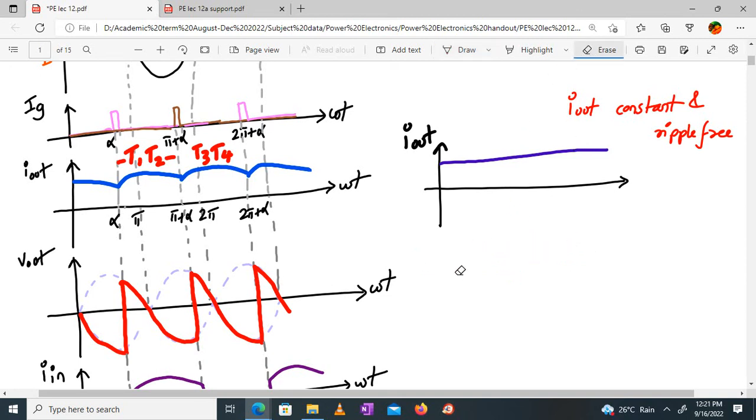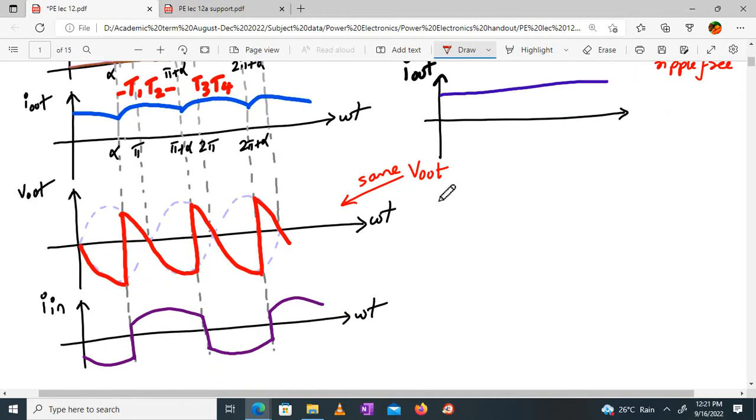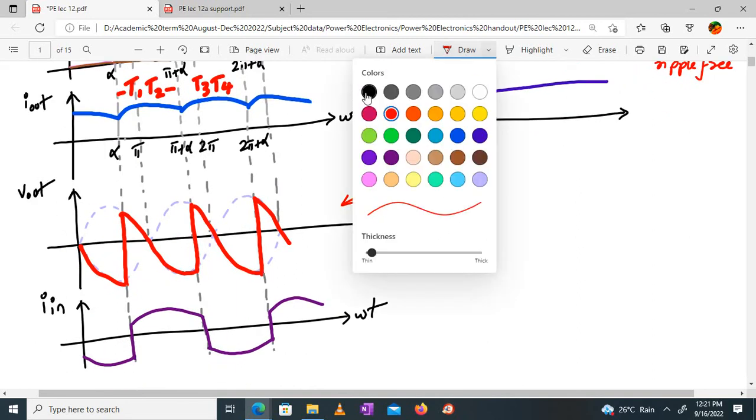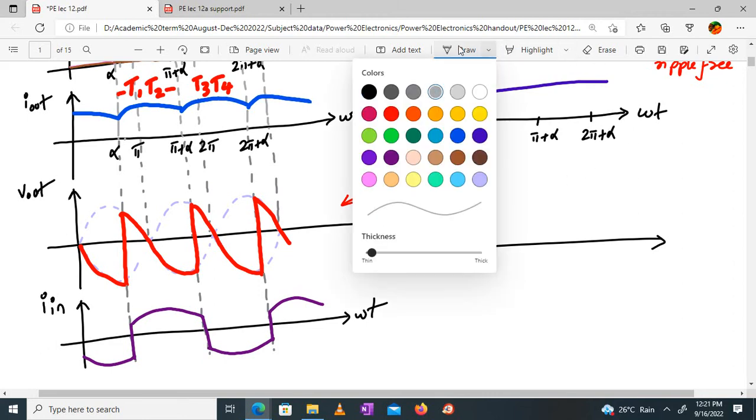Tell me fast. Will it make a difference to this V out? No. V out will remain the same as this. Correct? What about I in? Draw I in over here. See, I'm teaching two things in one now. Let me represent. Here is my alpha, correct? Here is pi plus alpha, and here what is it? Okay? So I'll keep this representation down.